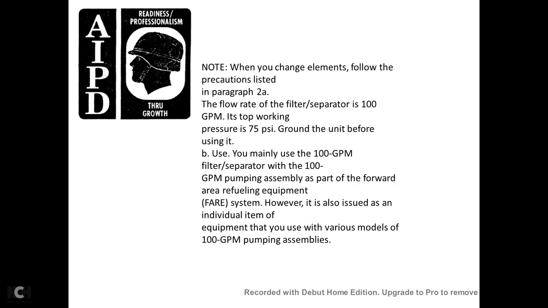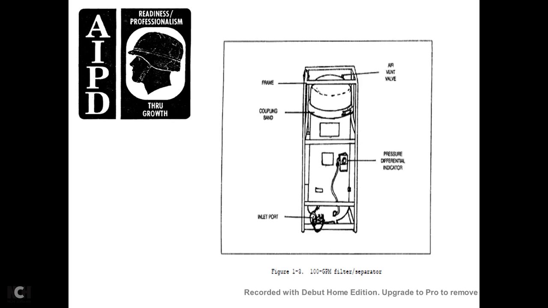Forward area refueling equipment system. However, it is also used as an individual item. The equipment uses the various models of the 100 gallon per minute pumping assembly. The 100 gallon per minute filter separator shows the air vent valve, the pressure differential indicator, the frame, the coupling band, and the inlet port.